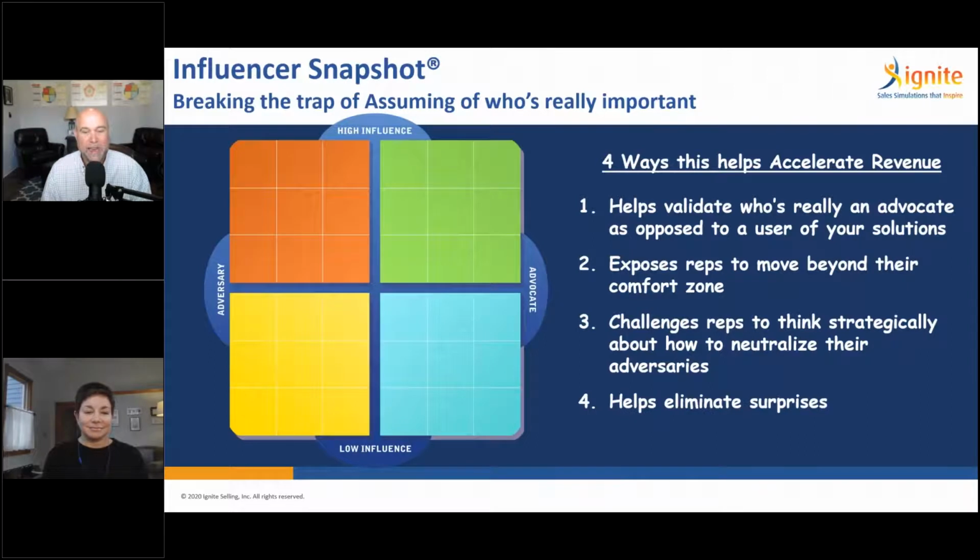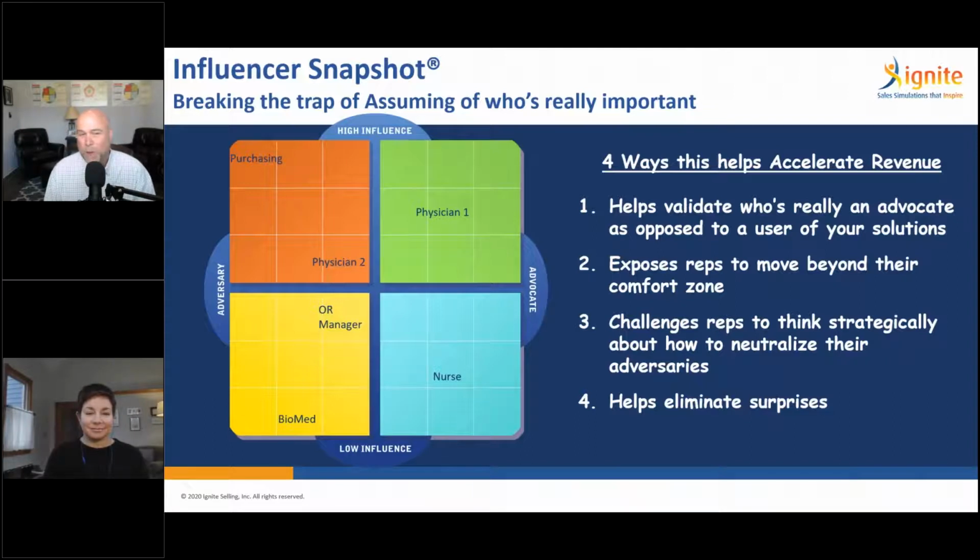And finally, it helps eliminate surprises. One of the questions that we enjoy asking is, when sales representatives fill out this snapshot tool, say something like this. This will take any sales representative probably less than 5 minutes: in your account, who has high influence, who has low influence, who do you see as an advocate, and who do you see as an adversary? But here's a question you ought to think about. If your competitor had to fill this out, who would be on their snapshot that's not on yours? Do your sales representatives know?